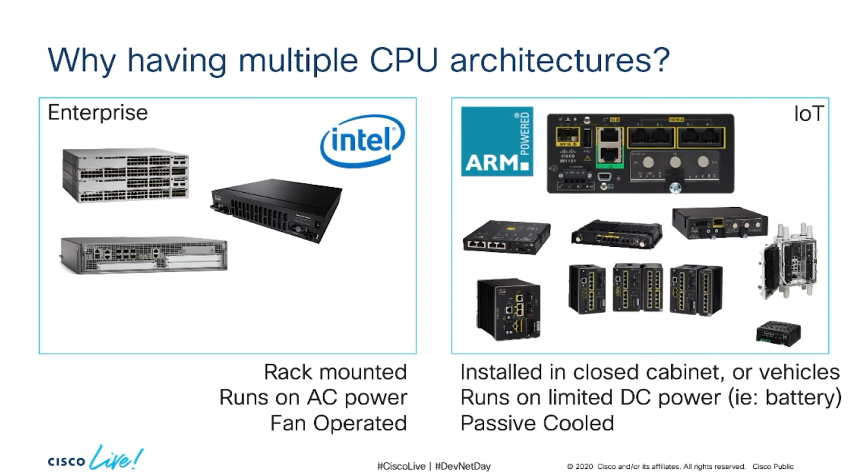For enterprise, they selected Intel CPU because it's widely available, but it generates quite a bit of heat. But for us, we selected ARM CPU. So most of our platforms are using ARM. Actually, there are a few exceptions, namely the IC3000 and IR829, which are still running on Intel. They're running on Intel Atom because it's very efficient from a power dissipation perspective. But all the other platforms and all the new platforms are going to run on ARM CPU.